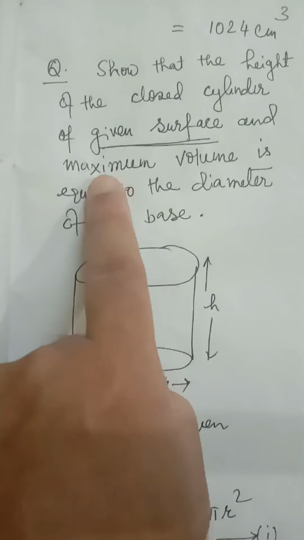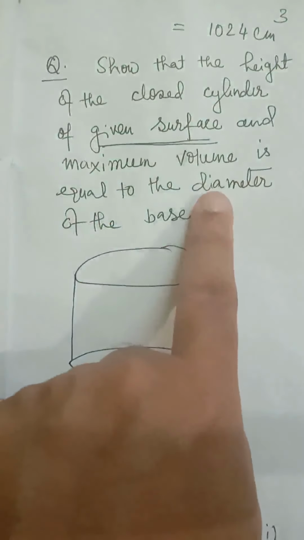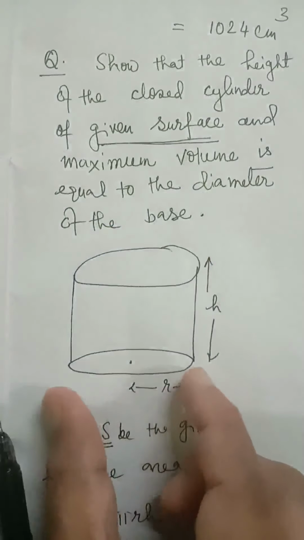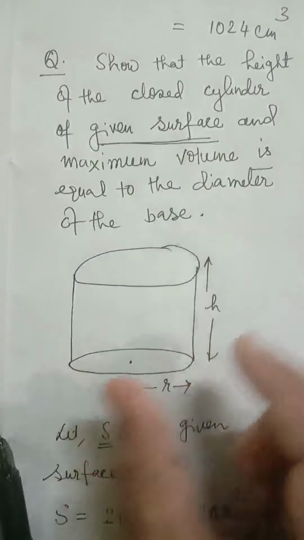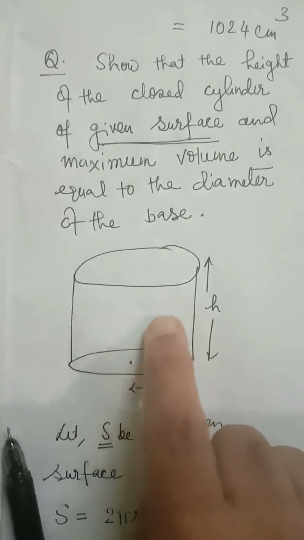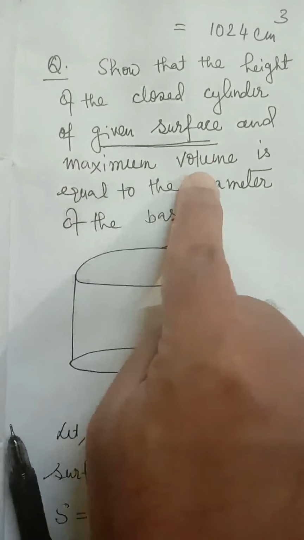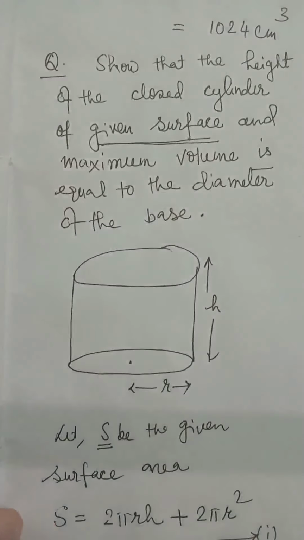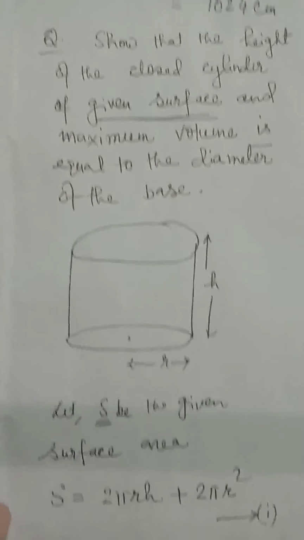We have to show volume is maximum when the height is equal to the diameter of the base. Diameter means twice of r. That is, when h equals 2r, its volume will be maximum. That is what we have to prove, and in this way you have to read the question carefully.